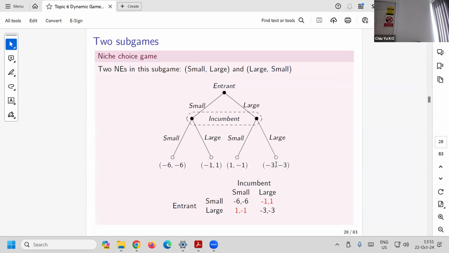Then the red one is the Nash equilibrium. Why? Look at this large and small. The entrant doesn't want to deviate, and the incumbent doesn't want to deviate. So there's a Nash equilibrium. You check this guy. Does he want to go down? No. Does the incumbent want to go to small? No. You can check the other one. This is not the case, right? So only this red one. So there are two possible candidates for the whole game. So you have to try every one. That is how we do that.